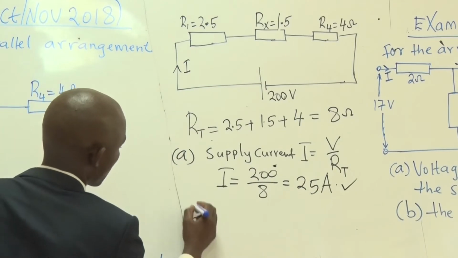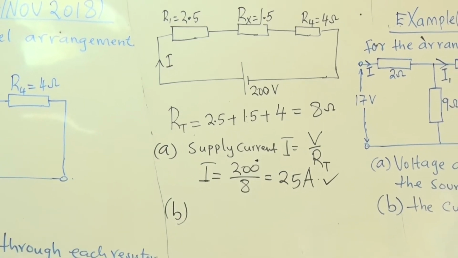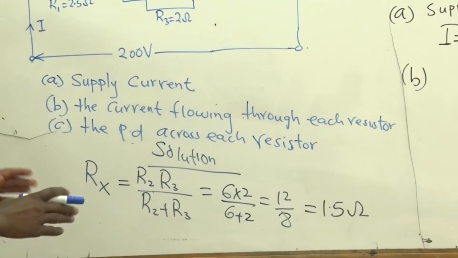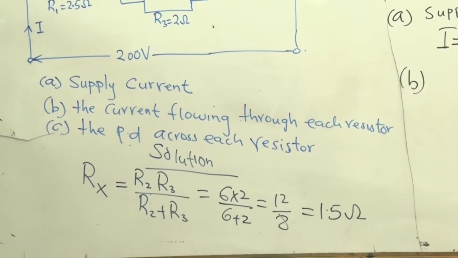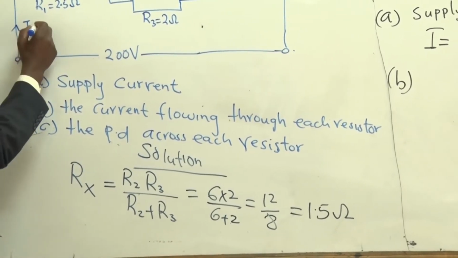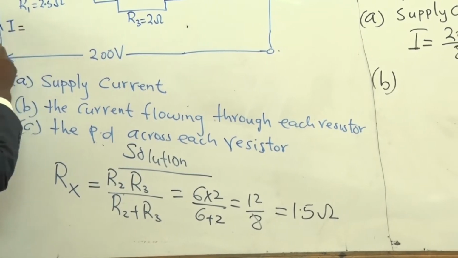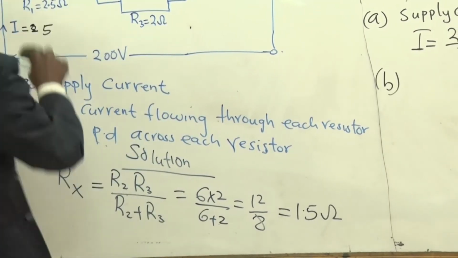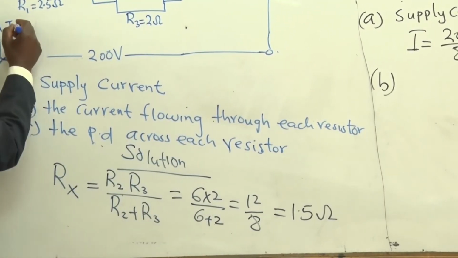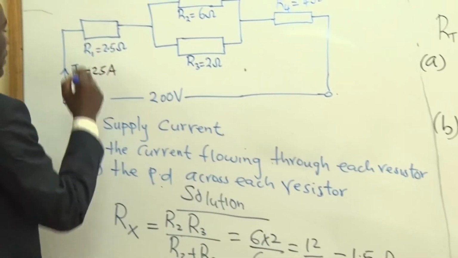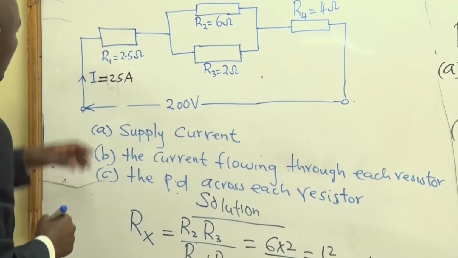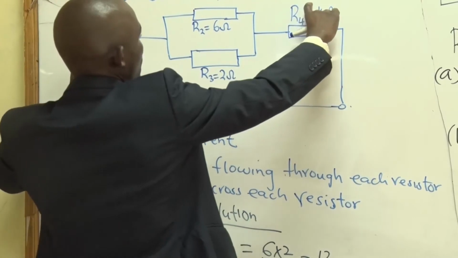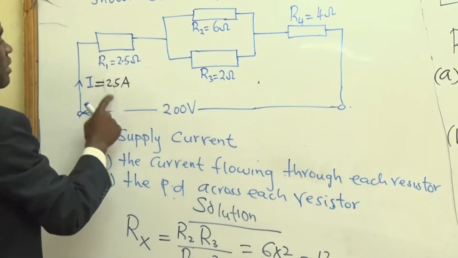We can now look at the second part, which is B, the current flowing through each resistor. We have clearly mentioned that in a series circuit, current is the same. And now we have clearly indicated that the current flowing here is 25 amperes. 25 amperes is the current flowing in this circuit, so it means this resistor R1 will experience 25 amperes. This resistor R4 will also experience the same 25 amperes.